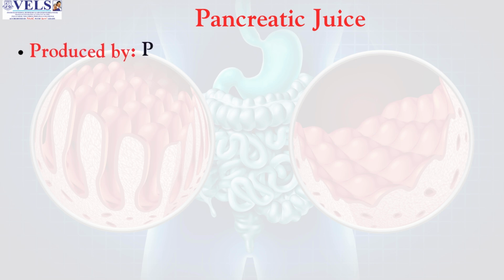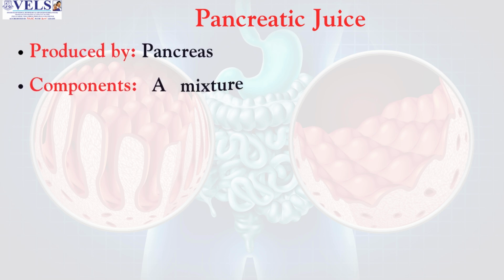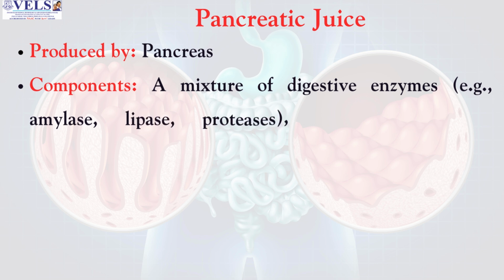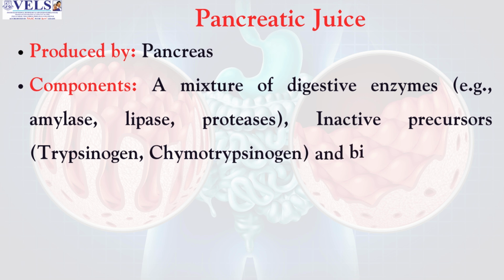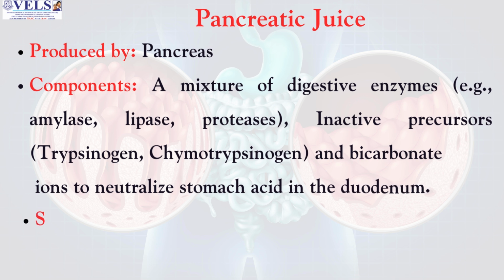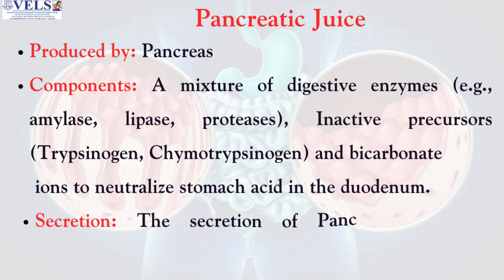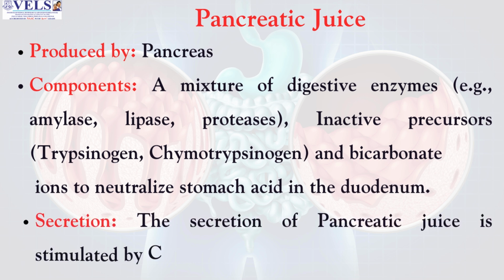Next, about pancreatic juice. It is produced by pancreas. Components include a mixture of digestive enzymes such as amylase, lipase, proteases, inactive precursors such as trypsinogen, chymotrypsinogen, and bicarbonate ions. The secretion of pancreatic juice is stimulated by cholecystokinin and secretin.